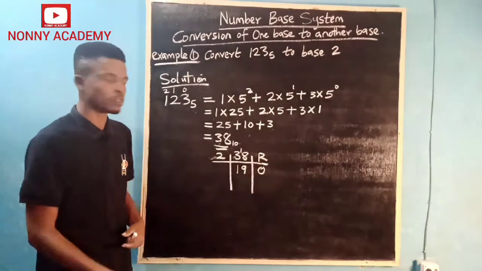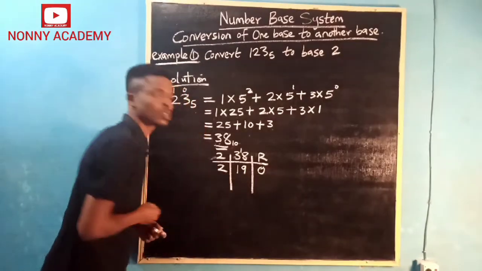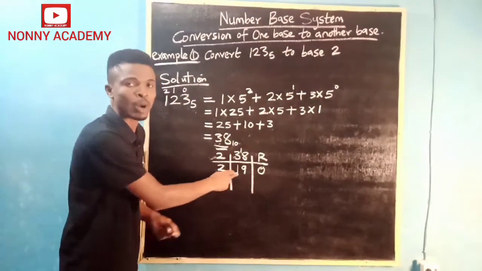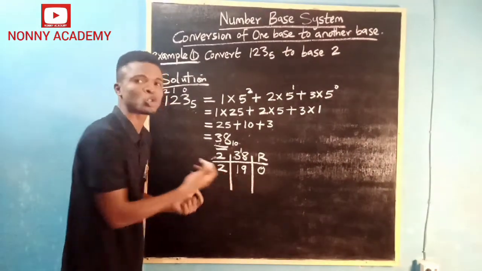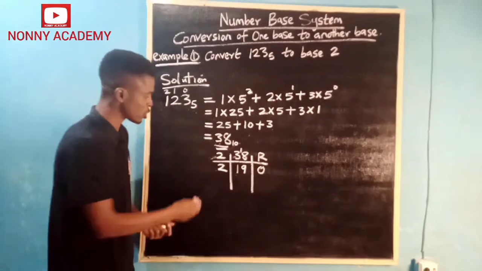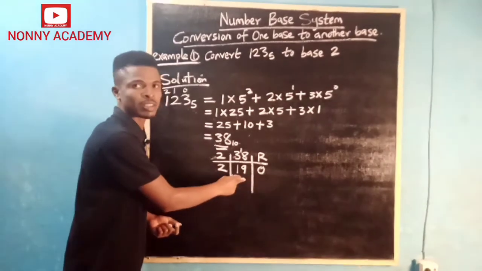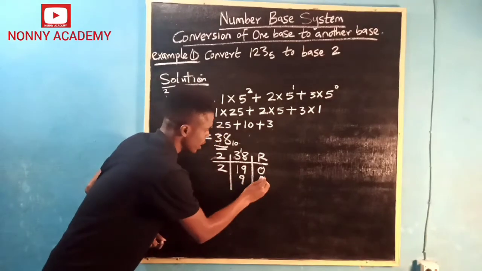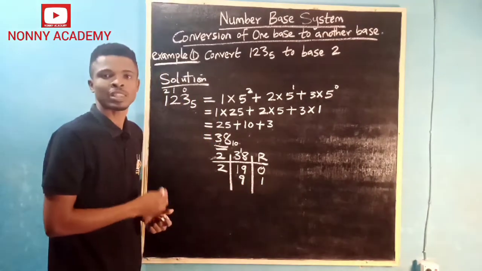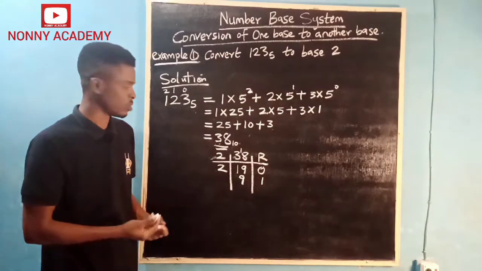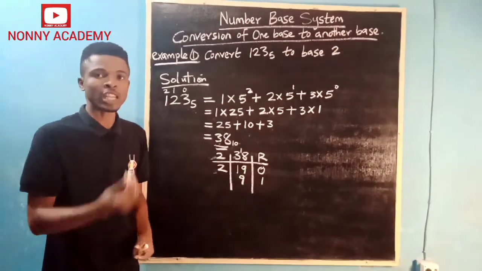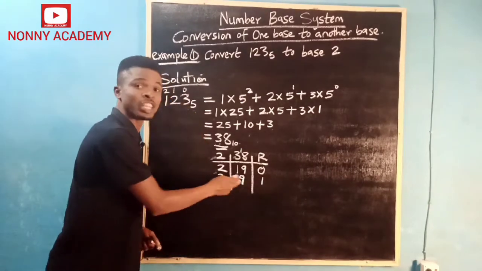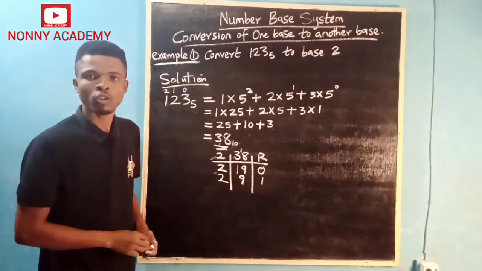The next one, I will divide by 2 again. And I say 2 in 1 is not possible. Then I'll have to merge 1 and 9 together to make it 19. And I'll say 2 in 19, then I will have 9 remainder 1. That is for 2 in 19. The next one I will divide by 2 again. 2 in 9, I will have 4 remainder 1.